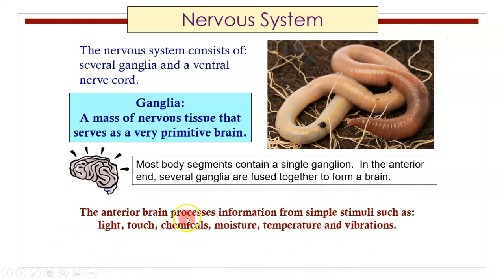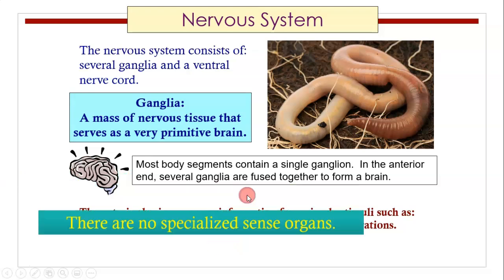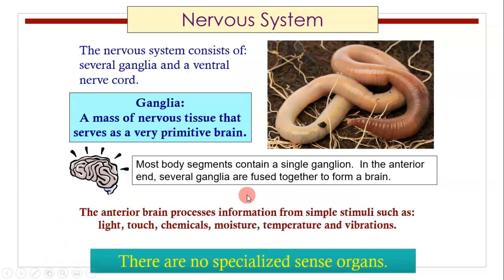The anterior brain processes information from simple stimuli such as light, touch, chemicals, moisture, temperature, vibrations. They don't really have any special sense organs, but they can use these ganglia to sense this kind of external information.